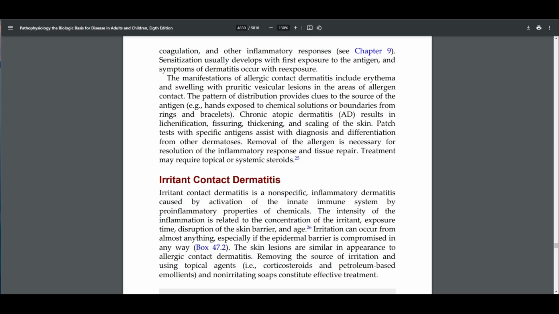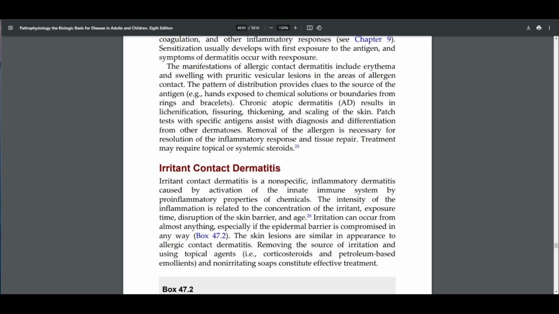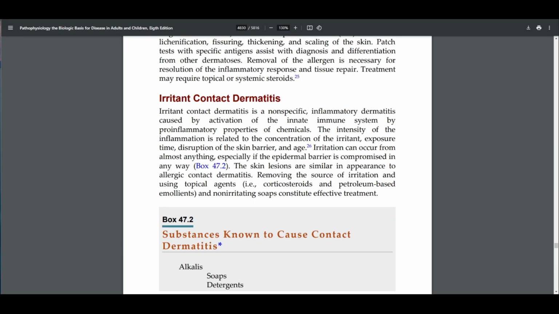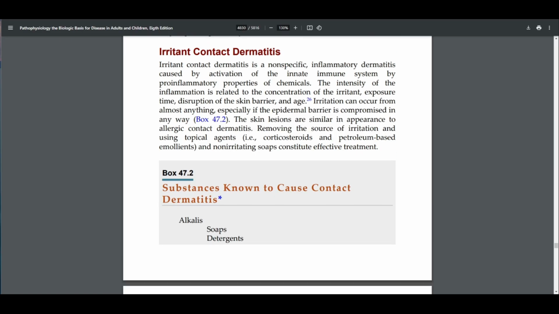Chronic atopic dermatitis results in lichenification, fissuring, thickening, and scaling of the skin. Patch tests with specific antigens assist with diagnosis and differentiation from other dermatoses. Removal of the allergen is necessary for resolution of the inflammatory response and tissue repair. Treatment may require topical and systemic steroids.